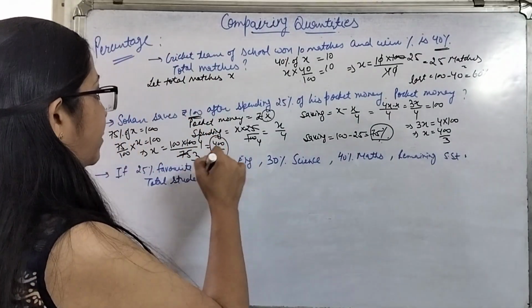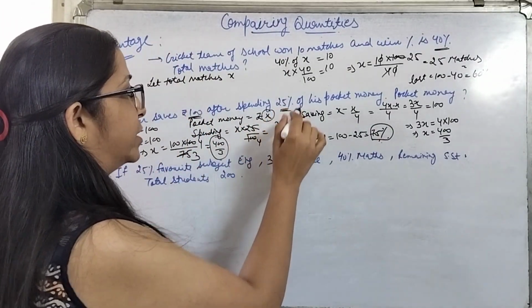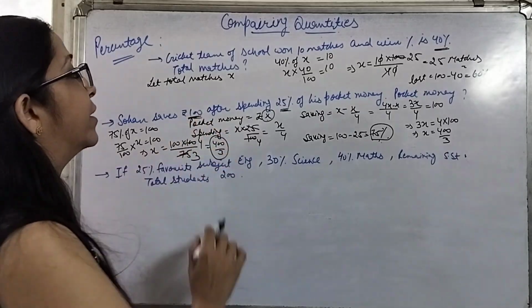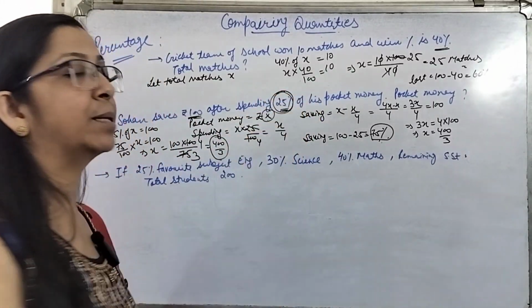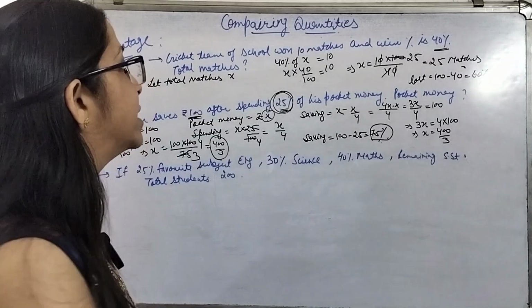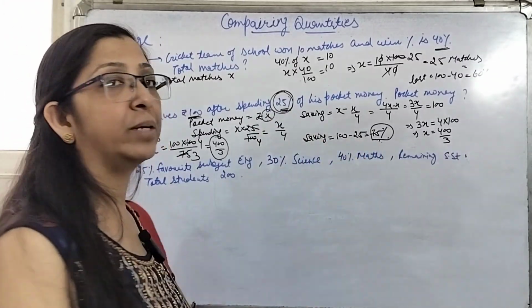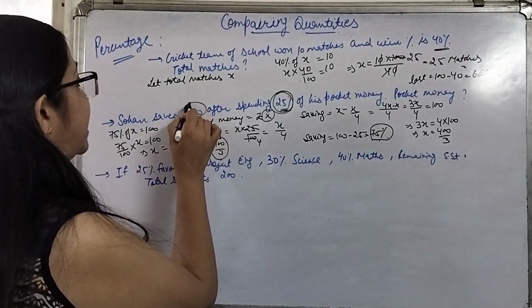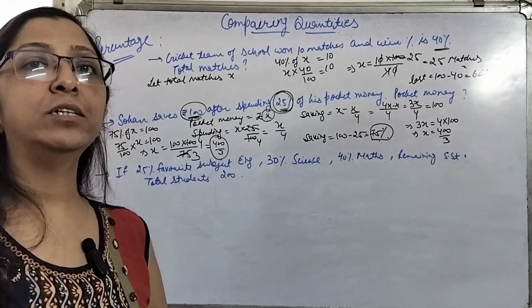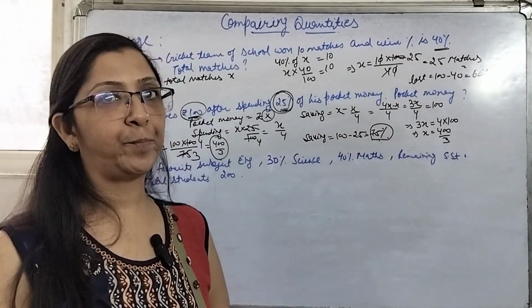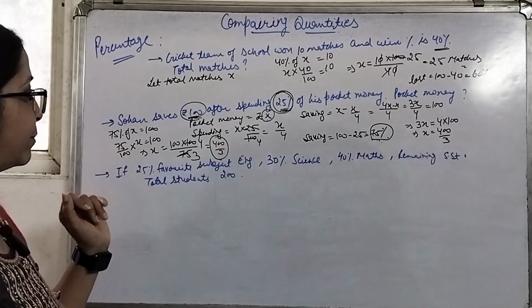So out of this pocket money, he is spending 25% and he is saving 100 rupees. So if spending is 25%, that simply means he is saving 75% of the money, and this money saved will be equivalent to 75% of the total pocket money. Now see other types of questions.